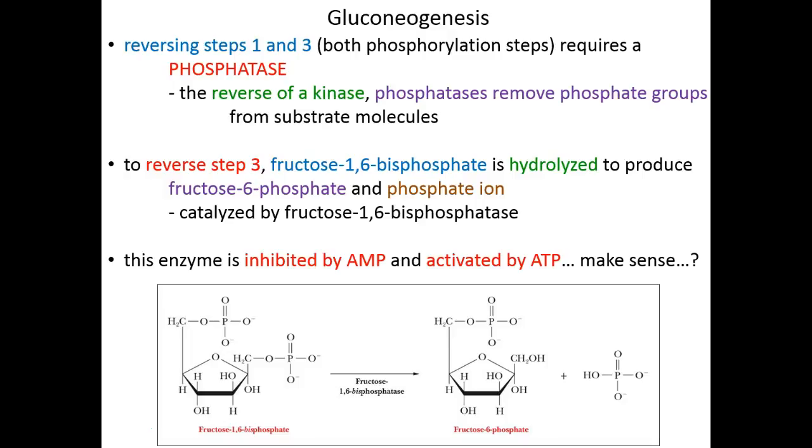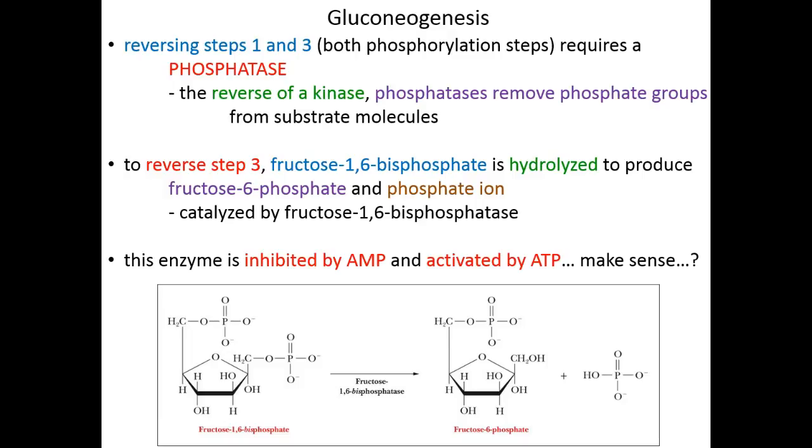So if ATP levels are high, take that pyruvate, turn it into glucose, turn that glucose into glycogen and store it for later. In other words, if ATP levels are high, turn on fructose 1,6-bisphosphatase so that glycolysis can indeed go in reverse.